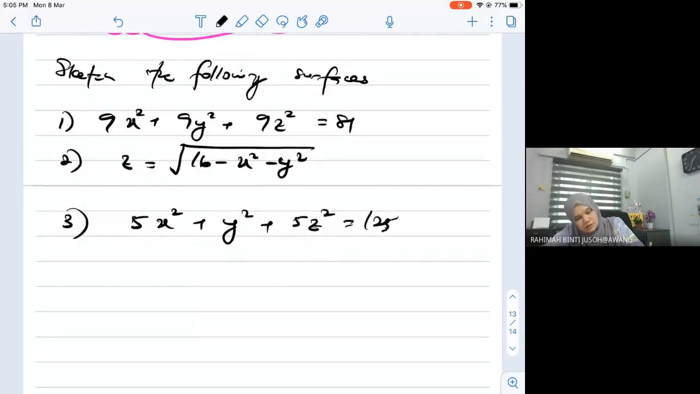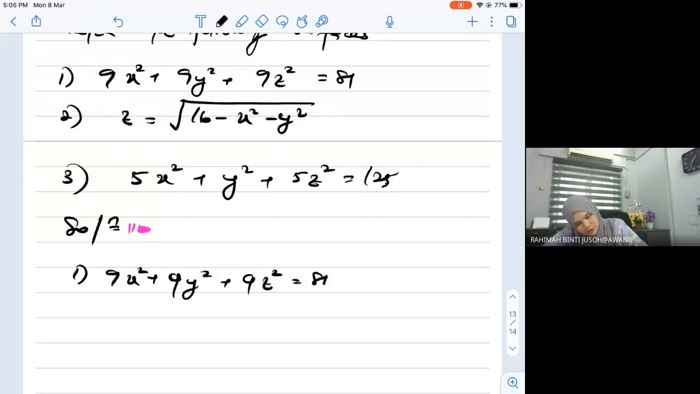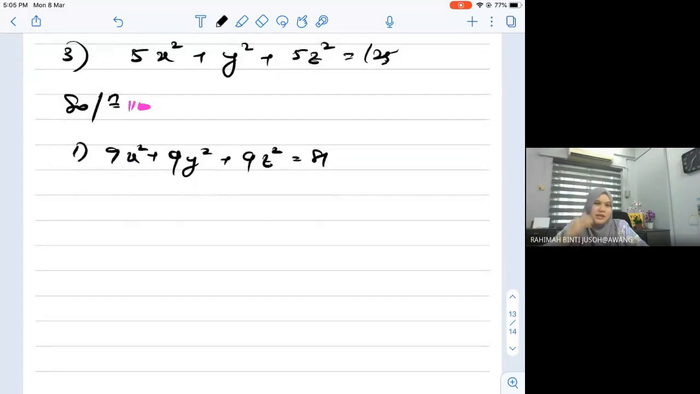So question number 1, solution. Okay, we have 9x squared plus 9y squared plus 9z squared equals to 81. So always bear in mind bila coefficient dia sama, confirm dalam 2D dia adalah circle. The difference between this equation and equation cylinder tadi apa? Tadi kita belajar equation cylinder kan? Apa beza equation ni dengan equation cylinder yang kita belajar tadi? What's the difference?